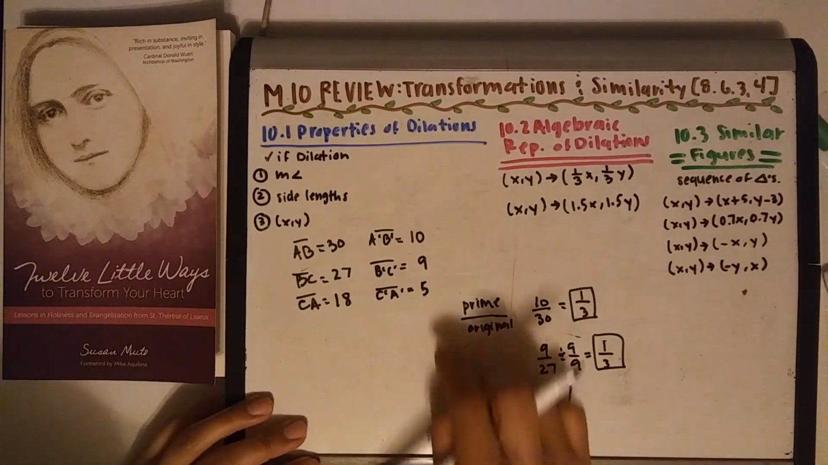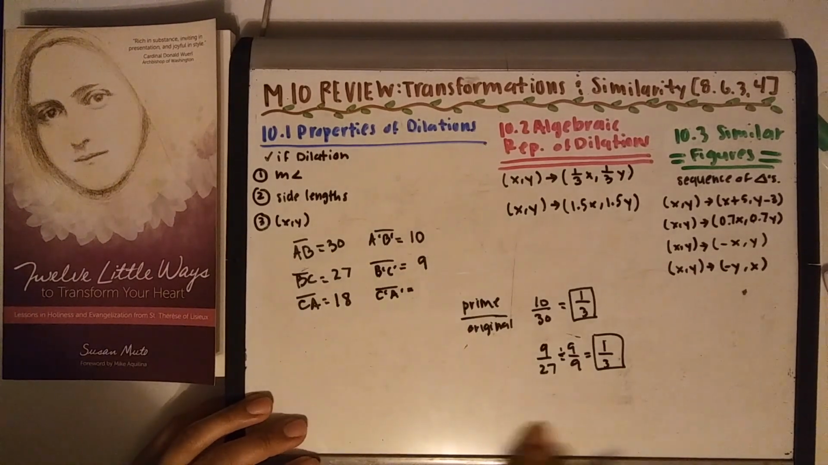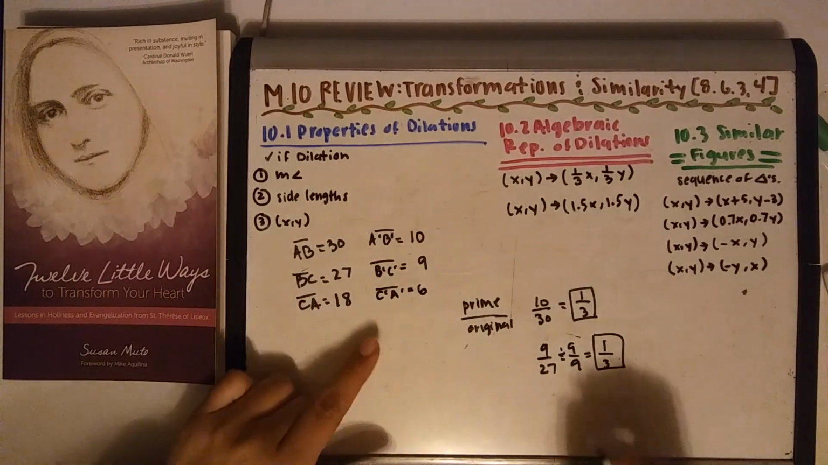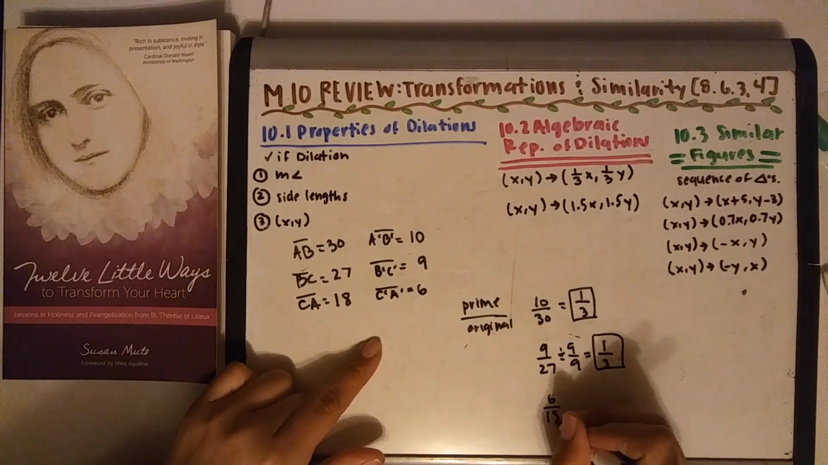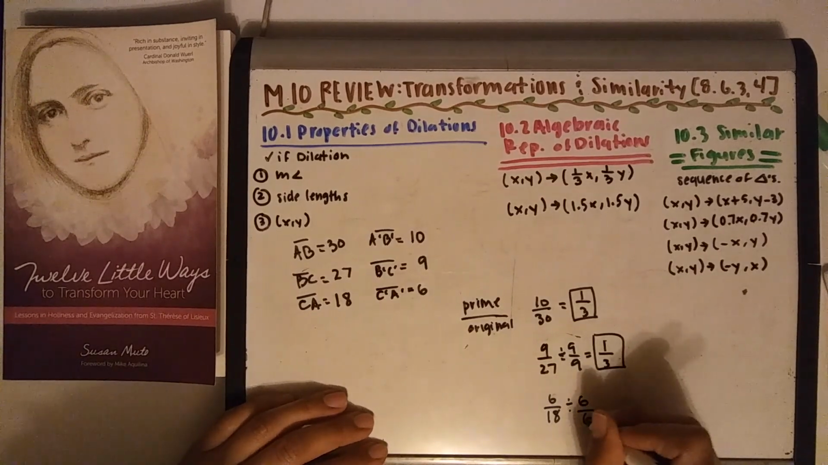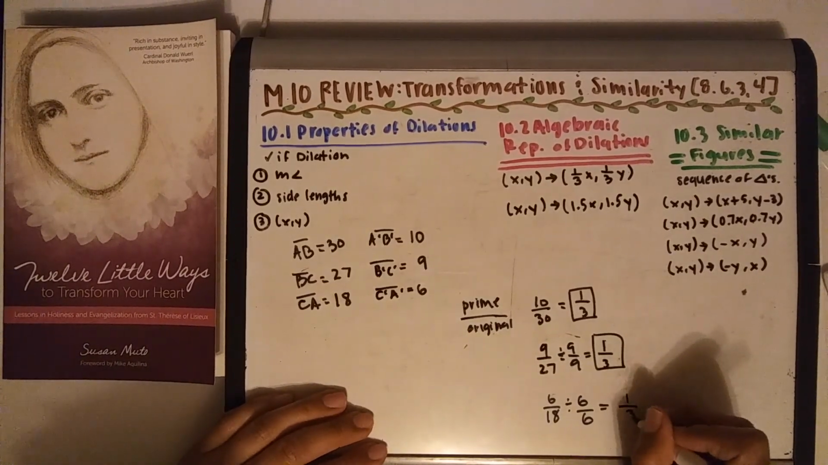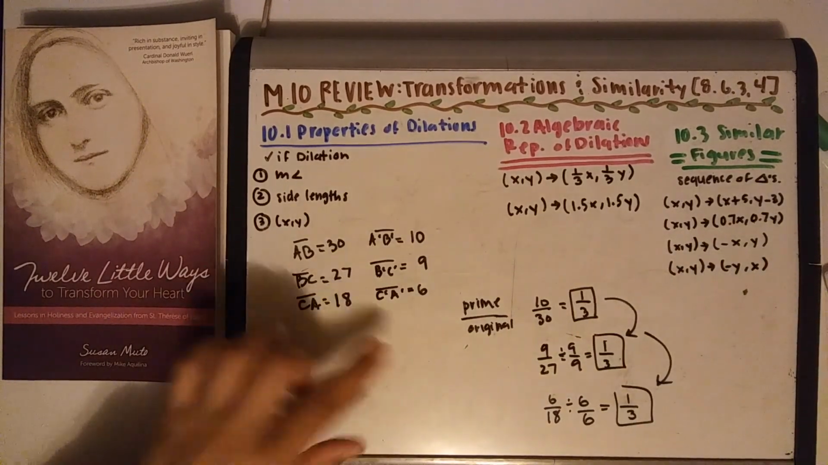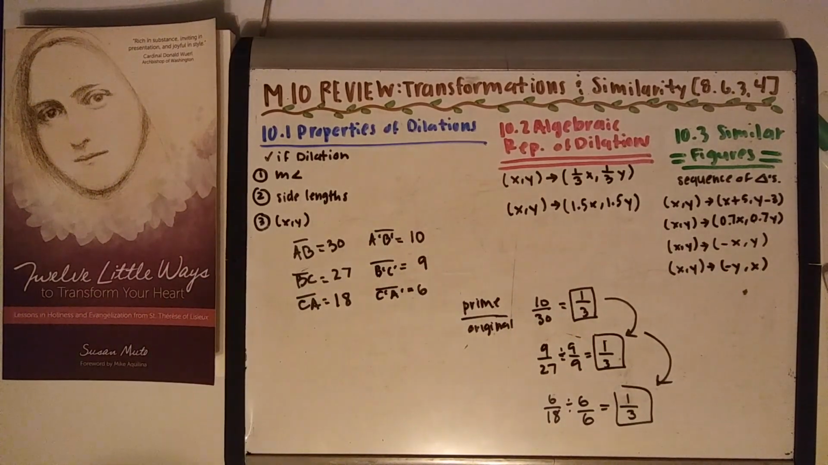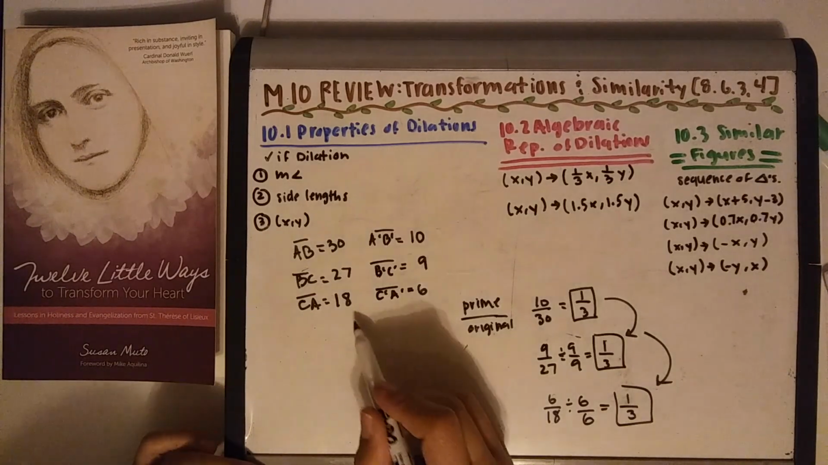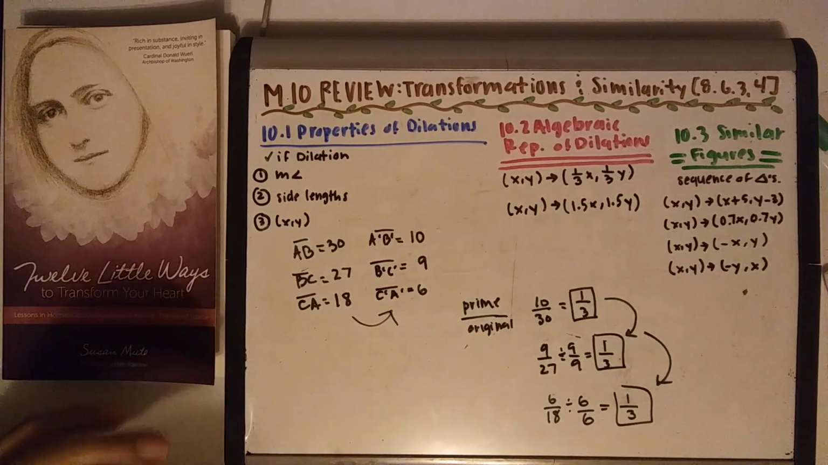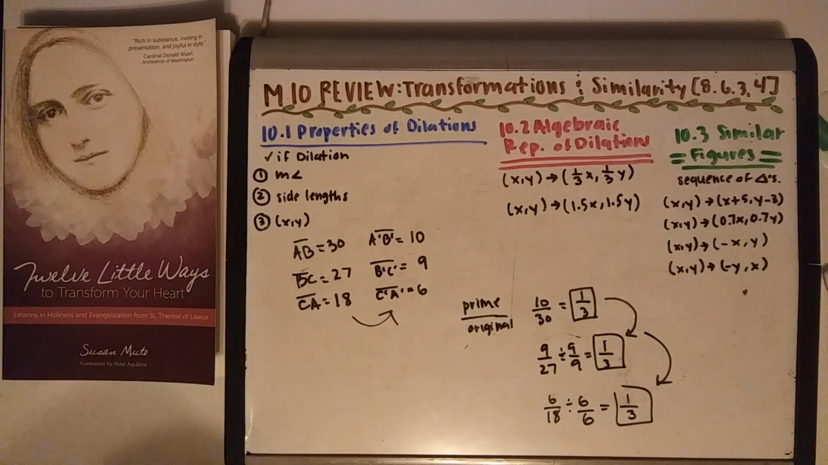But what if I were to change it to that? Now I have 6 over 18. I can divide by 6 over 6, which is just dividing by 1. So I get 1/3. Are they all the same? Are all the ratios the same? Yes. So that means that in this case, that would be a dilation, okay? I'm actually having a scale factor of 1/3 because I'm dividing by 3. So those are similar, okay?